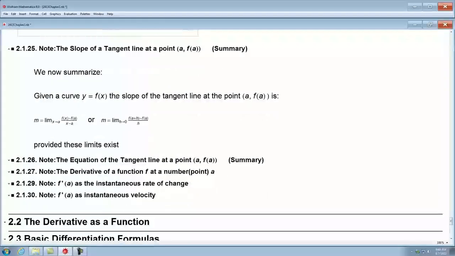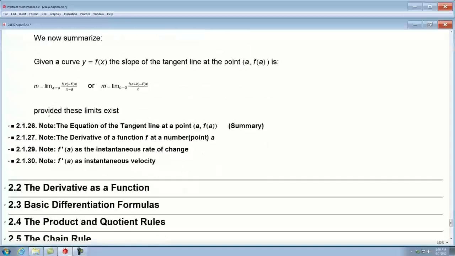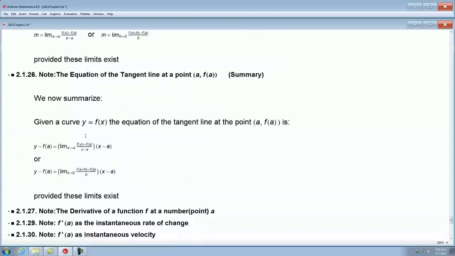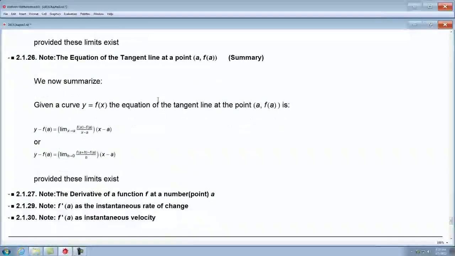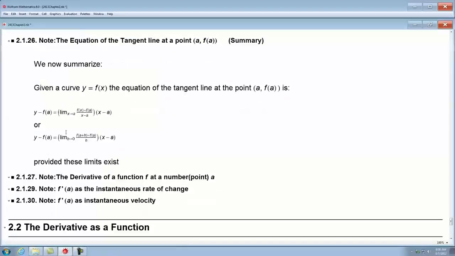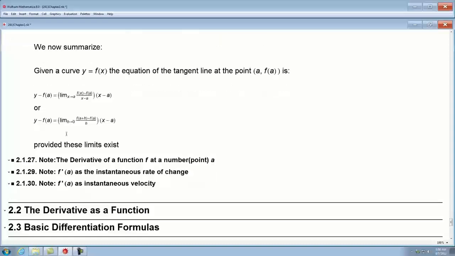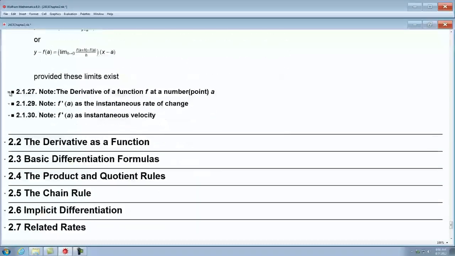All right? So let's summarize everything here. If someone gives you a curve, the slope of the tangent line at a point is the first formula I gave you or the second one. You get to choose, all right? Provided those limits exist. The equation of the tangent line, right? If you're given a curve and you're given a point, the equation is this one or this one. Again, you get to choose. Sometimes it'll be easier to do this one than this one, or vice versa. You'll see as we work through some of these examples.